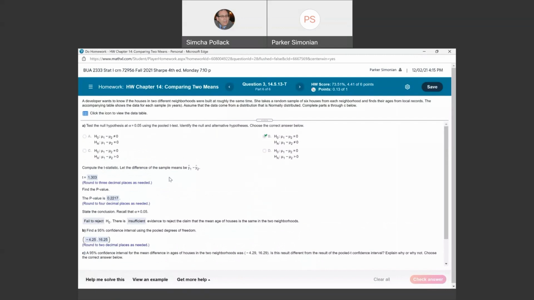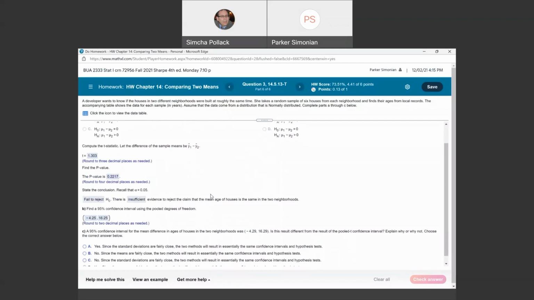Okay, so there's nothing about this that says we should not use the pooled. We are using the pooled for part B and part C. Part A, part B, part C, and then they tell you.